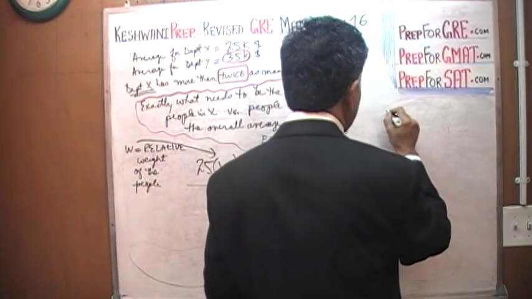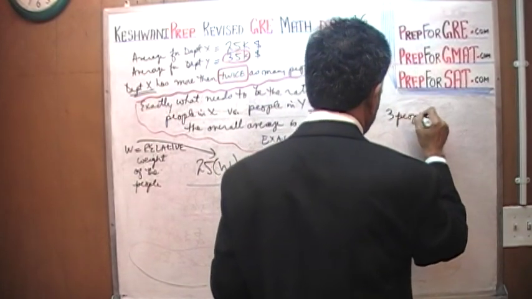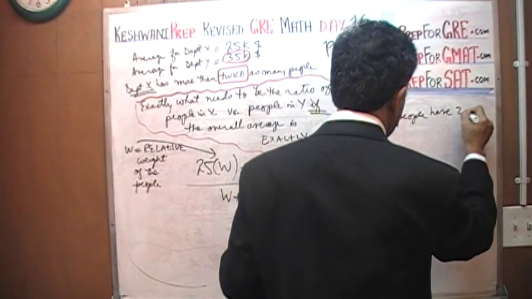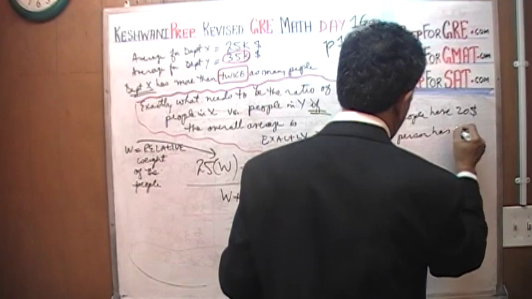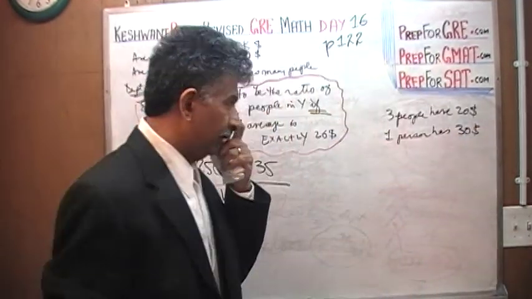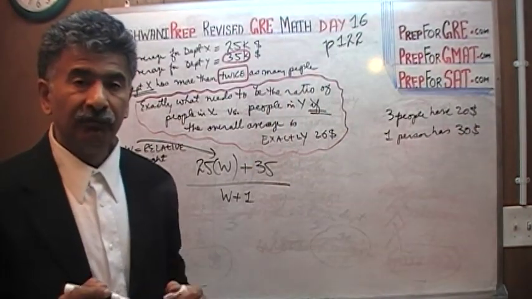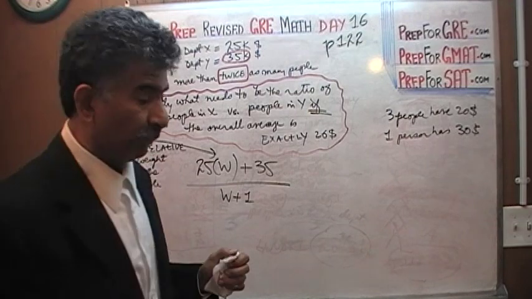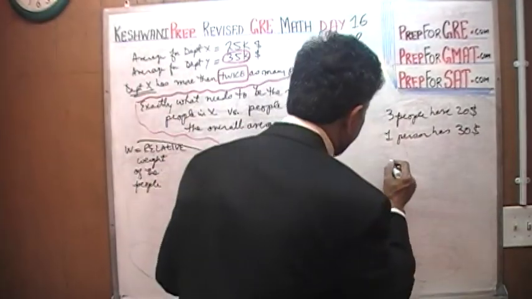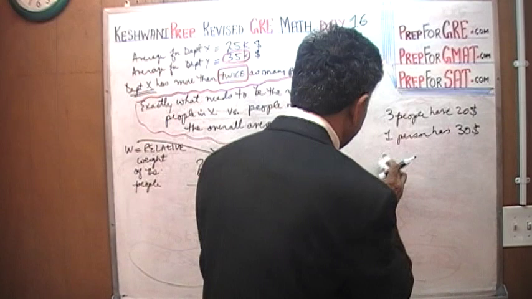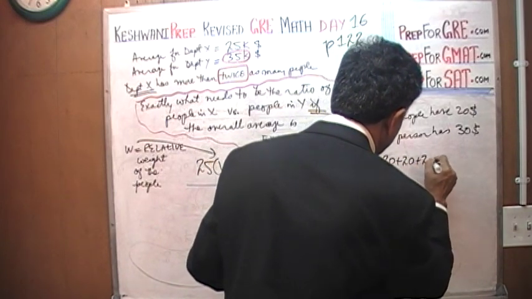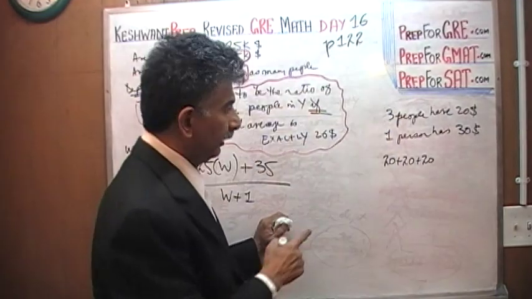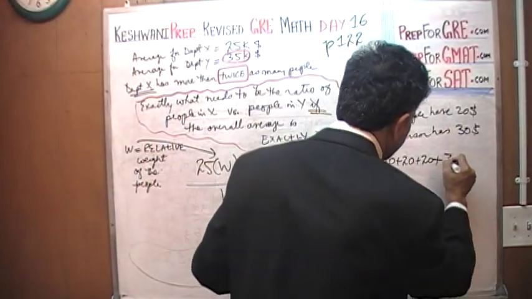If there are 3 people who have $20 and 1 person has $30, what is the average of the 4 people? Well, one way to do this problem is 3 people with $20, which is 20 plus 20 plus 20, that's the 3 people with $20, and 1 person with $30.